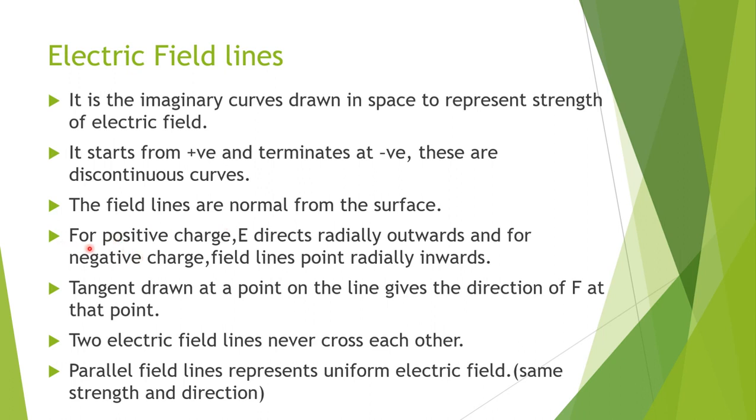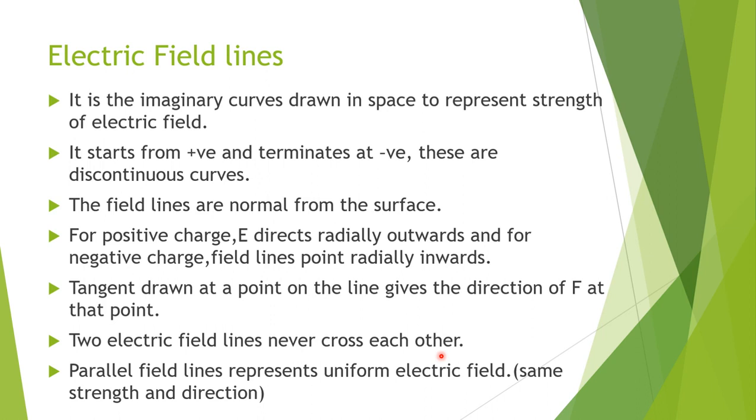Now, the important thing is how the field lines will be for positive and negative charge. For a positive charge, E directs radially outwards, and for a negative charge, field lines point radially inward. From seeing the diagram, you will understand that for a positive charge the electric field lines are radially outward, and for a negative charge radially inward. To find the direction of the electric field at a point, a tangent is drawn at that point on the line.